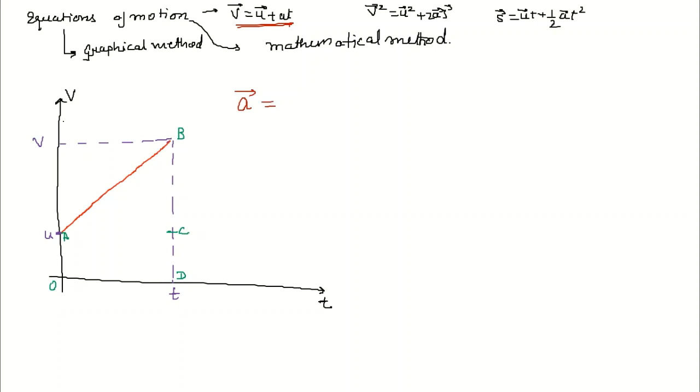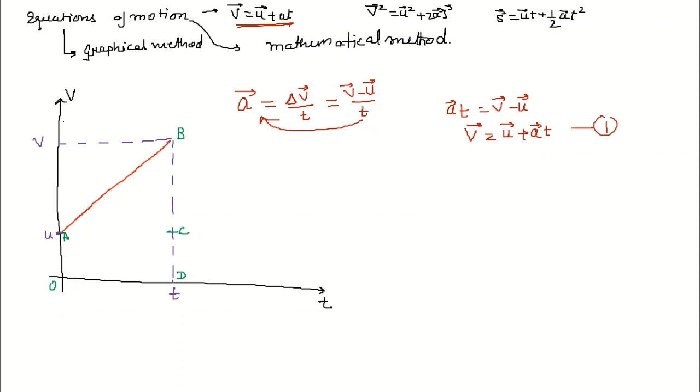The acceleration is nothing but change in velocity with respect to time, that is the rate of change of velocity. If I take t here, it is equal to v minus u upon t. So v is equal to u plus at. This is the derivation of the first equation, in which we do not require any graph and we can easily do it. Hope it is clear to everyone.